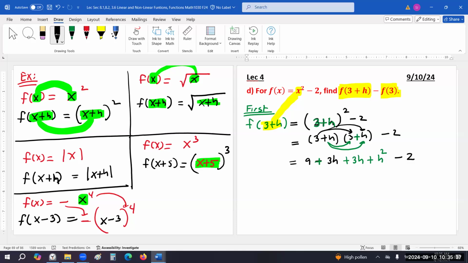Do you see any like terms here? We can combine 9 with negative 2. And how about the 3h terms? This gives us plus 6h. 9 and negative 2 gives us 7. So we get h squared plus 6h plus 7. I just rewrote them in order. We have a single h squared. From combining the h terms, we have 6 of them. And from the numbers, we have 9 minus 2, which is 7. So this is our first term, f of 3 plus h.